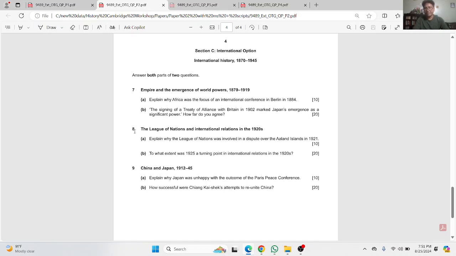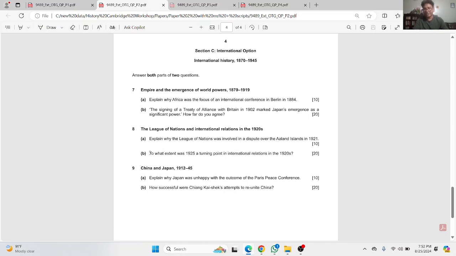Similarly, we have the next question, question 8. It has two parts again, part A and part B. I'm going to repeat all this so that you can develop a proper understanding of the paper format and the question command words. So part A is explain why again. So this is again a causation question as you have seen previously. Explain why the League of Nations was involved in a dispute over the Åland Islands in 1921. 10-mark question. Ideally, you are going to supply three developed reasons.